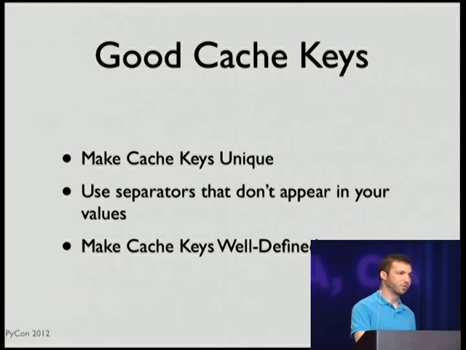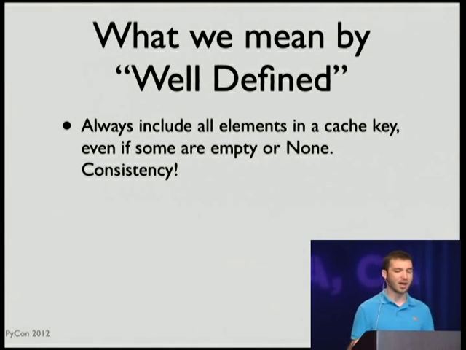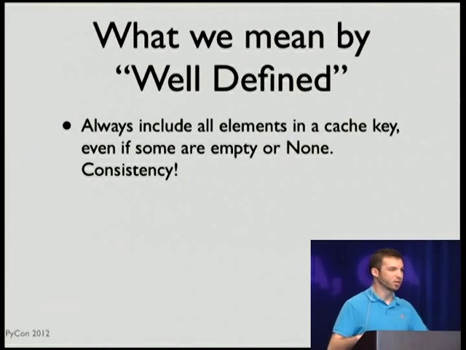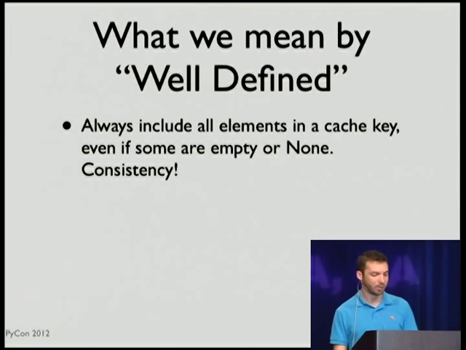And make cache keys well-defined. So when I say well-defined, the first thing I mean is you should always include all of the components of a cache key, even if they're empty strings or None. You want to be really consistent in generating your cache keys. This is the way that you will save yourself a lot of insanity later as you're trying to debug things and figure out which keys have which data.